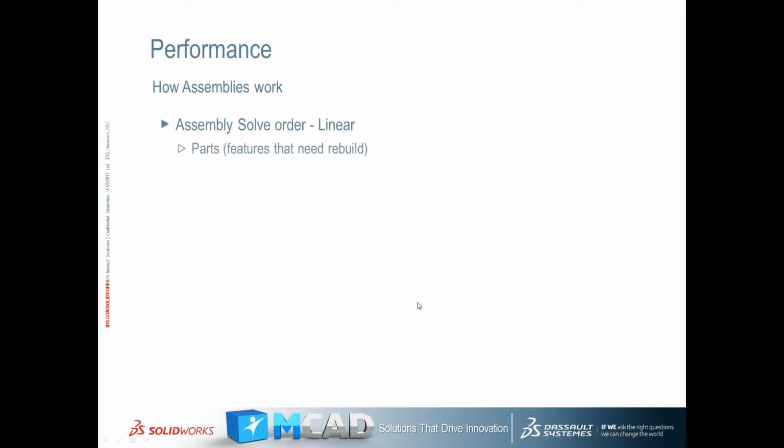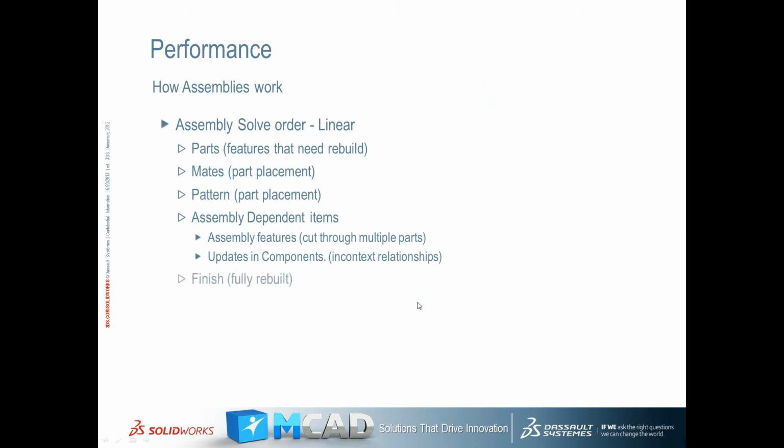Okay, so how do assemblies solve? If you've got a large assembly, this is the order in which everything solves. The first thing that happens, all the parts get rebuilt. So if any of the parts have been changed, any of the features have been changed, then that needs to happen first. So parts need to be up to date first. Next thing that happens is mates. So once those parts have been rebuilt, parts get placed by a mate, and then those parts can be patterned.